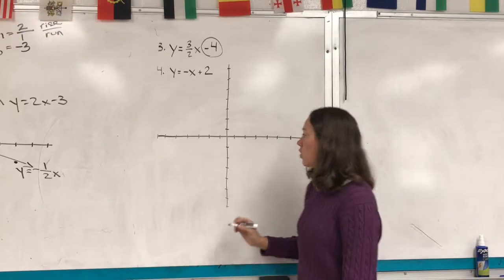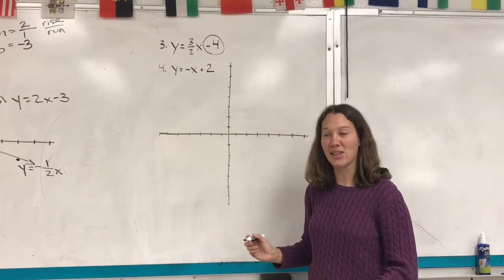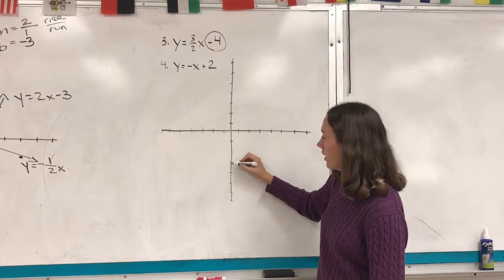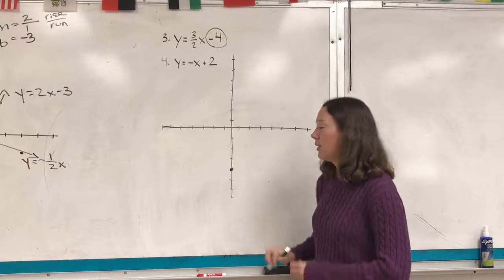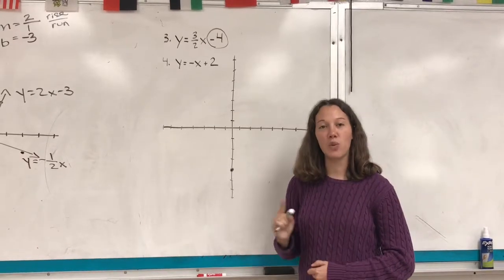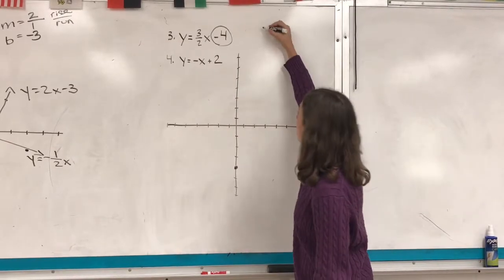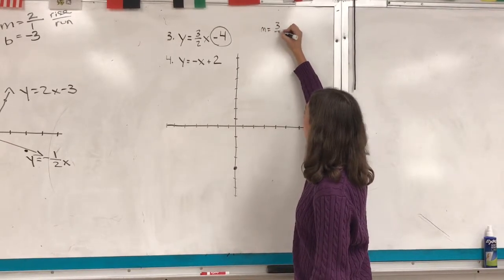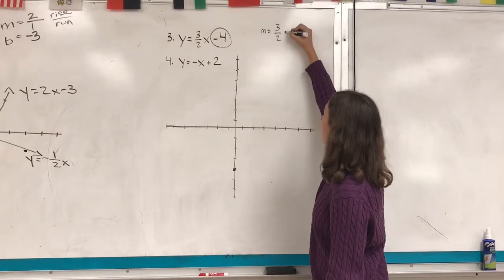so it's negative. So on my graph, it's a y-intercept, so it's got to be on the y-axis. So on the y-axis, I'm going to go down to negative 4, and that's going to be my first point. Now that I have my first point, I only need one other point in order to form a line. So I'm going to use my slope of 3/2. So slope equals 3/2. Slope is the same thing as rise over run.